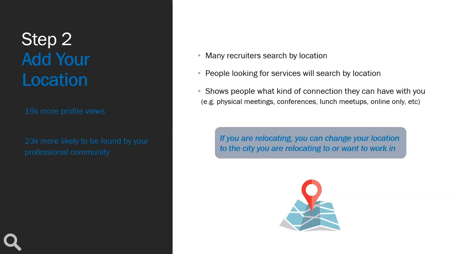And then just another tip on this, if you are relocating or you want to work in another city than the one in which you're living at the moment, you can actually change your location to the city that you're relocating to, or the city that you want to work in. So this is not lying to anybody. It's not cheating the algorithm. LinkedIn themselves actually indicate that you can do this, because this is not your address. They're not asking for your address. They're asking for your professional location.